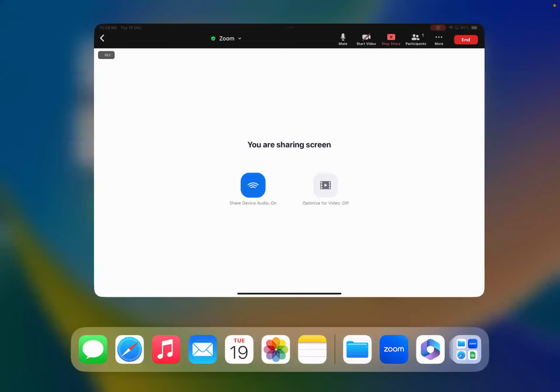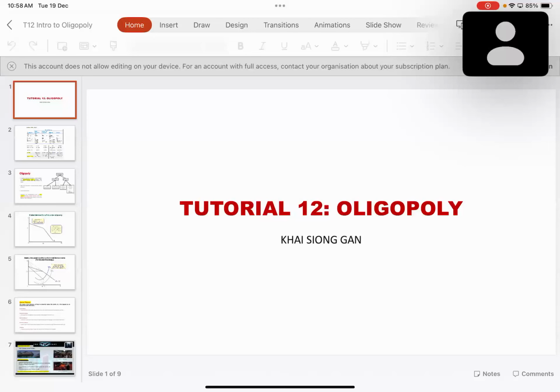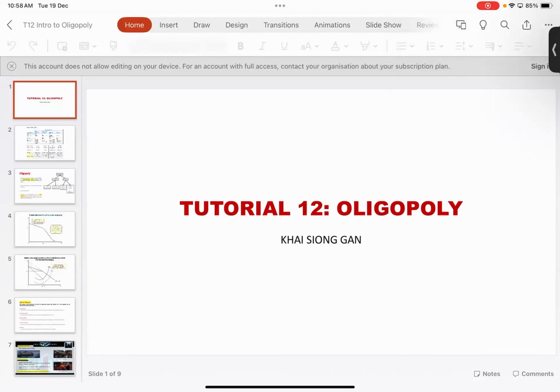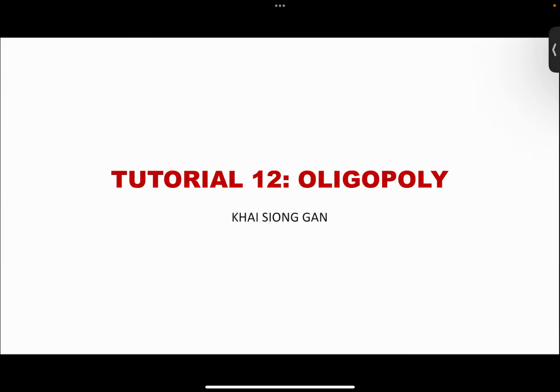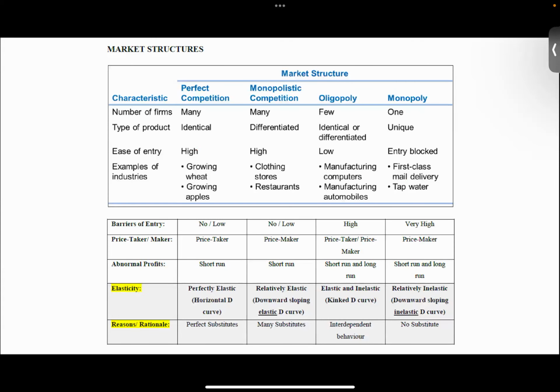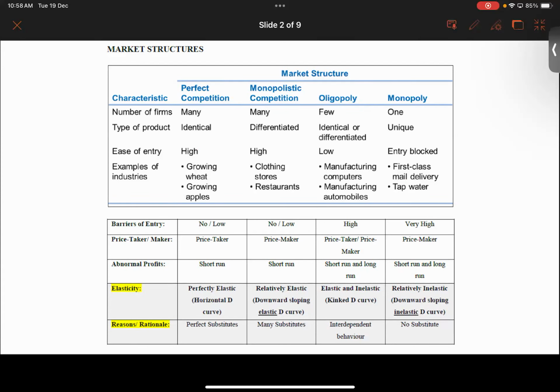Okay, so let's have a look into the last topic on oligopoly. For this chapter, there's not much that you need to know. Let's have a look into oligopoly, the last market structure. Same thing, when you learn any of the market structures, look into the characteristics first. Okay, so let's have a look into the characteristics.